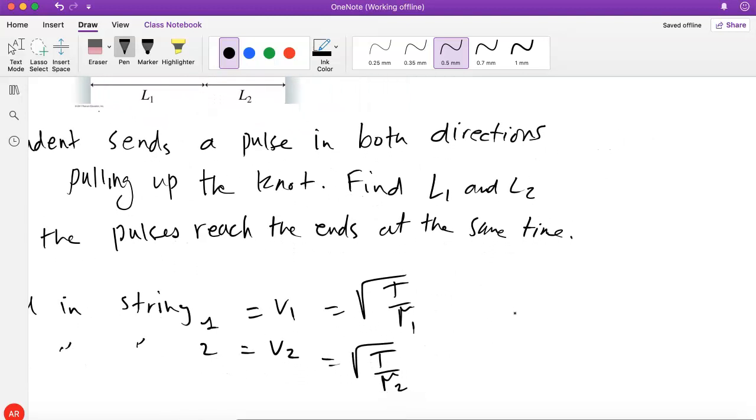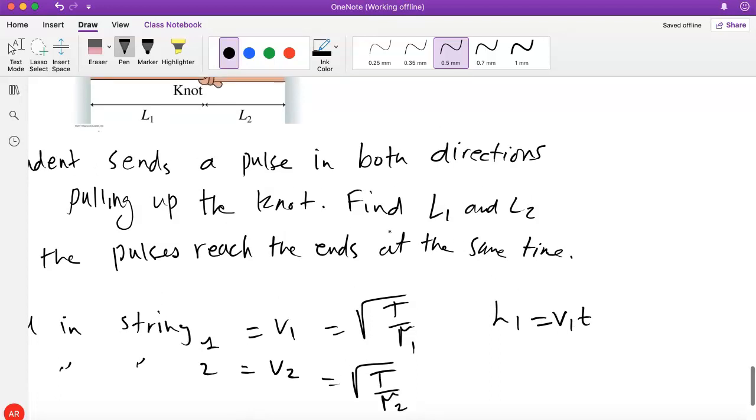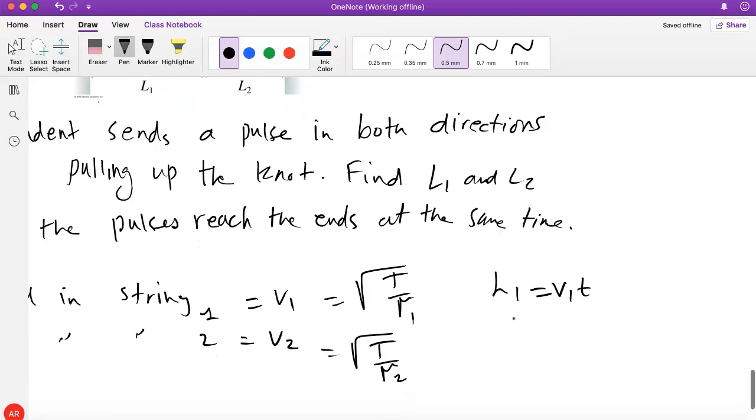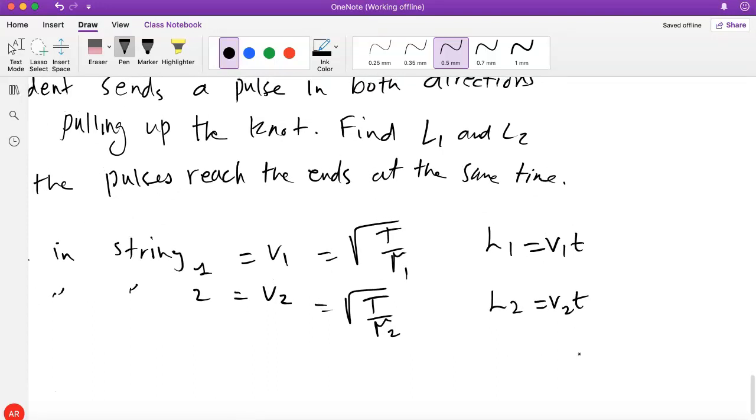And then we want L1 to be v1 times t, right? Because if the pulse reaches the walls at the same time, it means it took the same time t for both of them. So in one medium, it travels with speed v1 and covers a distance L1, in the other medium it travels with speed v2 and covers the length L2 over the same time. So these are the equations we can write, and we have this unknown time and this unknown tension.